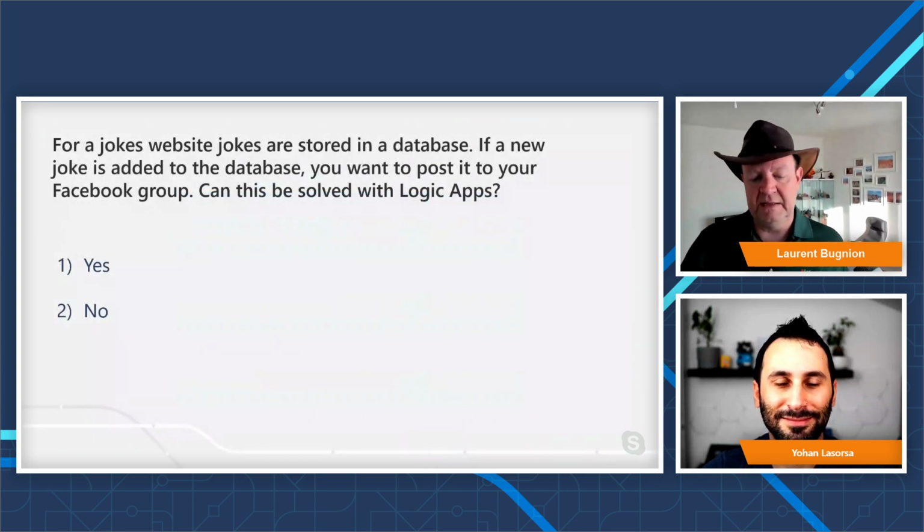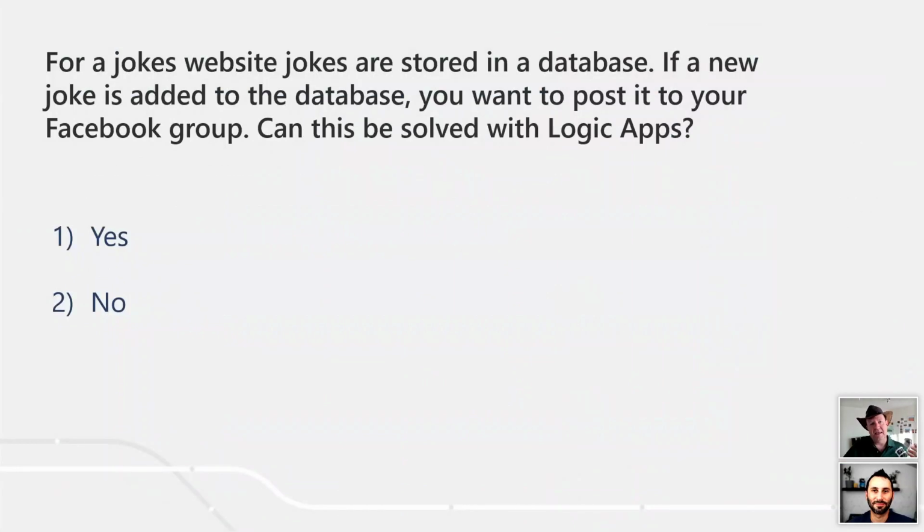So let's say that you want to build a jokes website, and you have your jokes in a database. But every time that somebody adds a joke to the database, you want this to be posted to Facebook, or maybe another social network. Can you do that with a Logic app? What do you think? Based on what you just showed us, I would say yes. You're going to have a trigger which is based on a change in the database. We do have that for Logic apps, and then you have some connectors going to your social networks. So definitely possible. It's actually quite easy to do something like that.